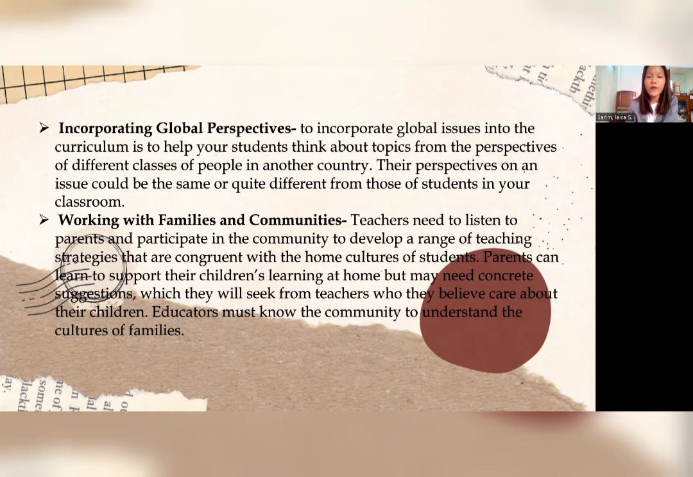Next is working with families and communities. Teachers need to listen to parents and participate in the community to develop a range of teaching strategies that are congruent with the home cultures of students. Parents can learn to support their children's learning at home, but may need concrete suggestions, which they will seek from teachers who they believe care about their children. Educators must know the community to understand the cultures of families.